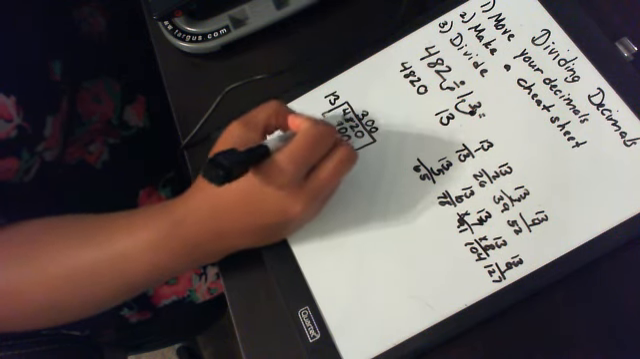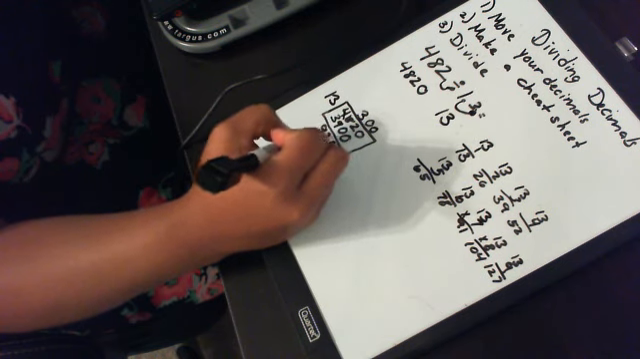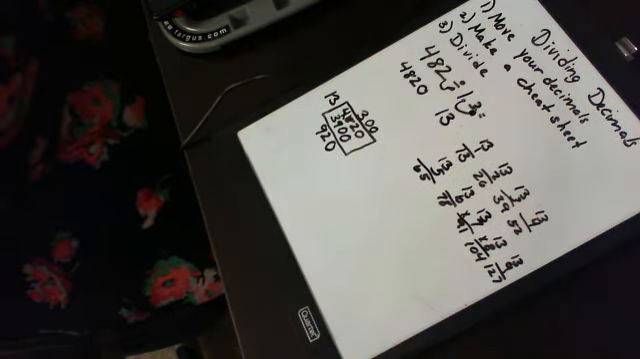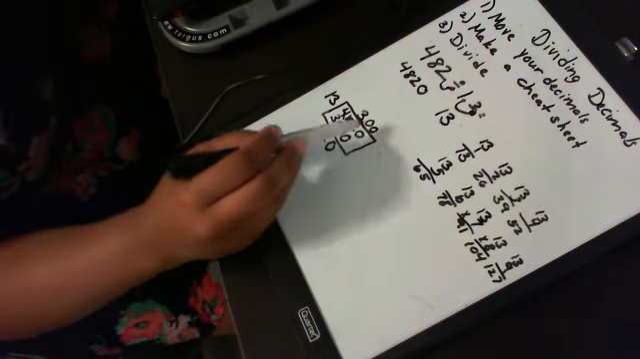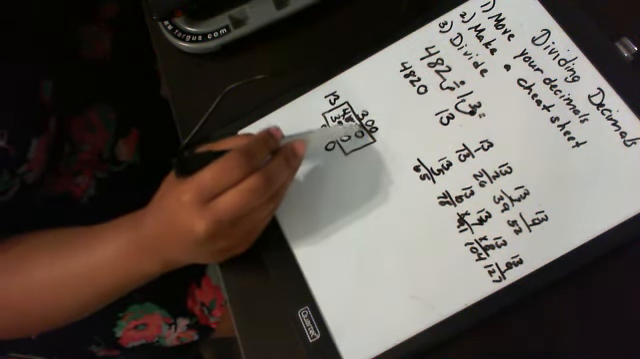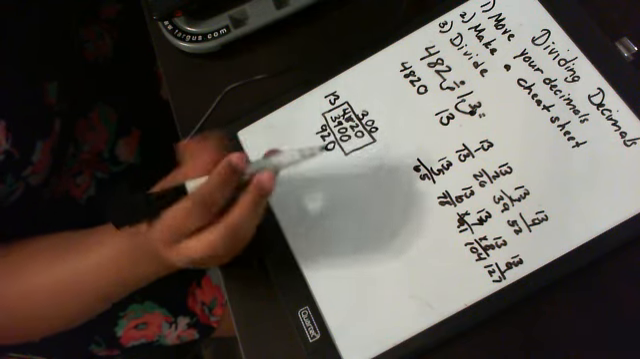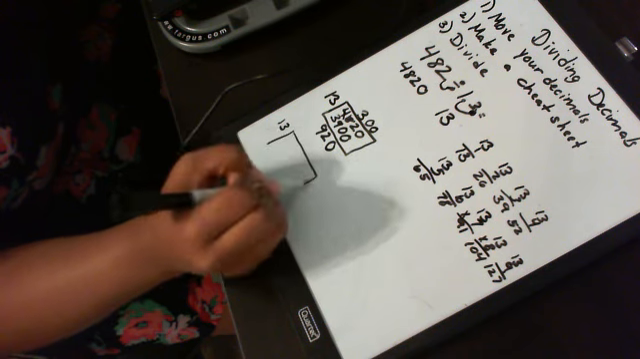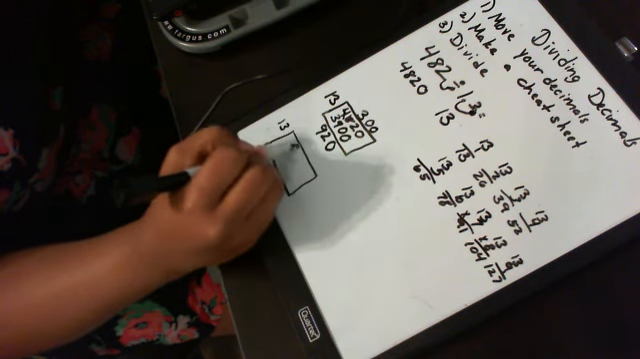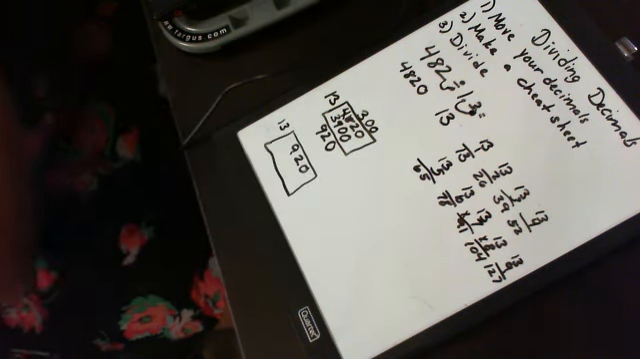If I have 8, I can't take away 9, so that becomes 18. So now we have 920. But we're not finished. We get finished with the problem when we don't have any more zeros in the top. So let's go to our next box. I'm going to do 13. I'm going to draw a box. But this time I'm going to put 920 in it.